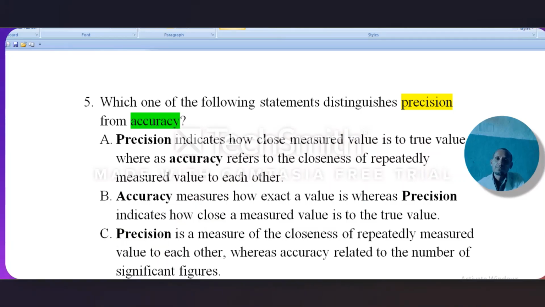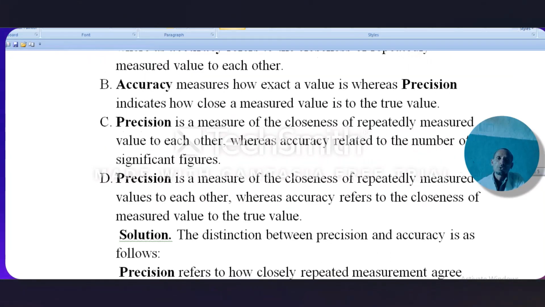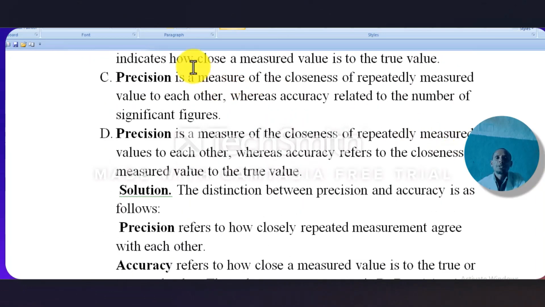Choice D says that precision is a measure of the closeness of repeatedly measured values to each other, whereas accuracy refers to the closeness of the measured value to the true value.